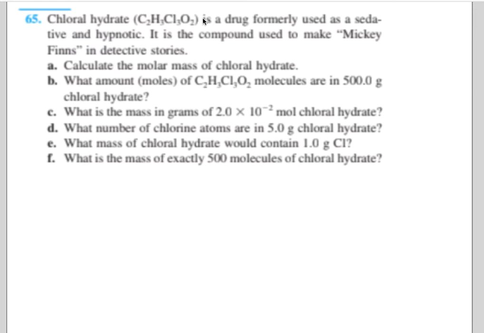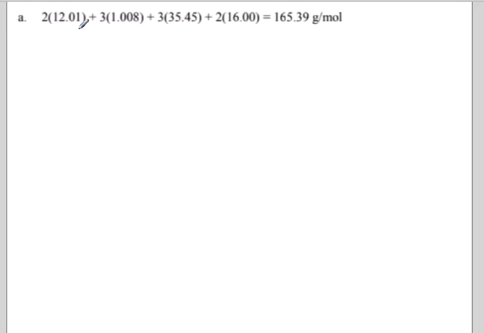So this is a key for the stoichiometry problem 65 from chapter 3 in our book. First thing, A, it asks you for the molar mass of chloral hydrate. Tells you there's 2 carbons, 3 hydrogens, 3 Cl, and 2 O. Molar mass should be easy. We went over it in class.